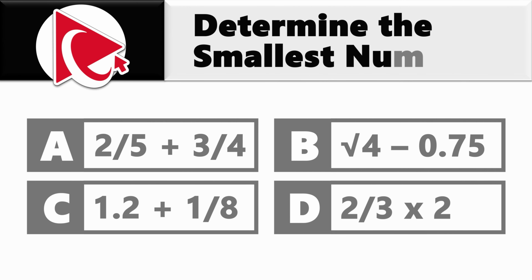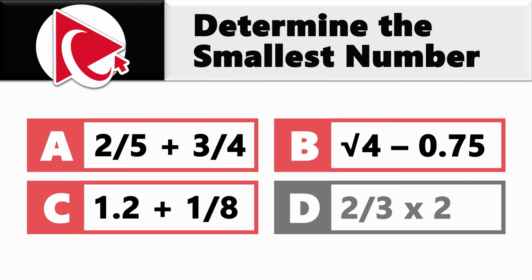You need to determine the smallest answer among 4 possible choices. Choice A, 2/5 plus 3/4. Choice B, square root of 4 minus 0.75. Choice C, 1.2 plus 1/8. And last but not least, choice D, 2/3 multiplied by 2.